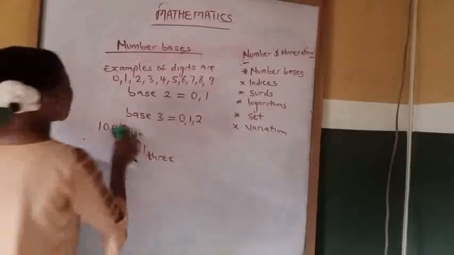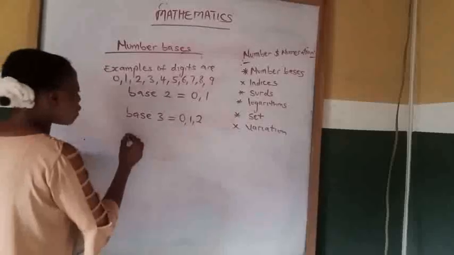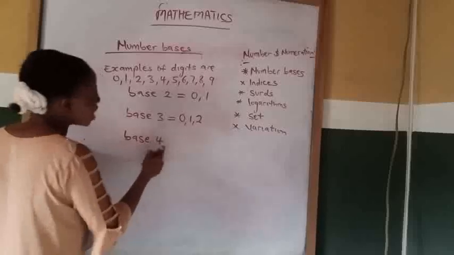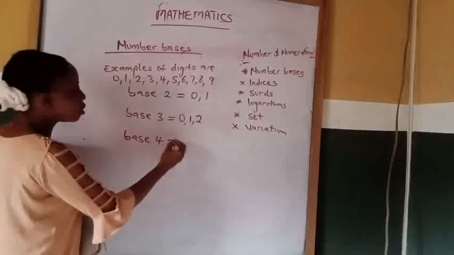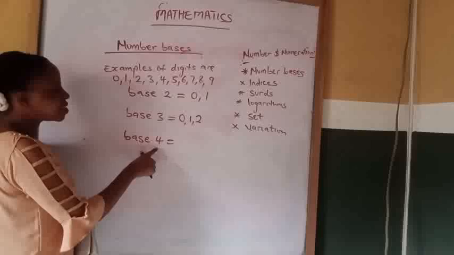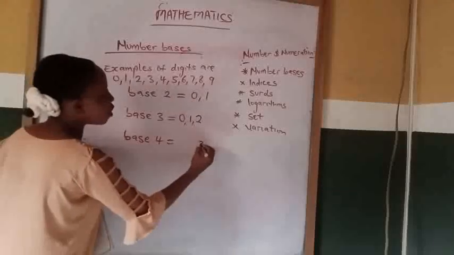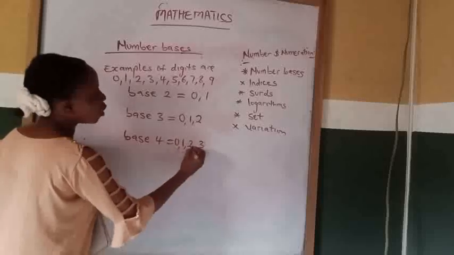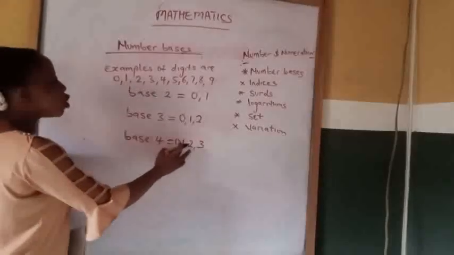So let's take another one, base 4. So what are the possible digits or the possible notation for base 4? Don't forget it's minus 1 lesser than the base. So minus 1 from 4 will give us 3. So 3, 2, 1, 0. So the possible digits or the possible notation for base 4 are 0, 1, 2, 3.